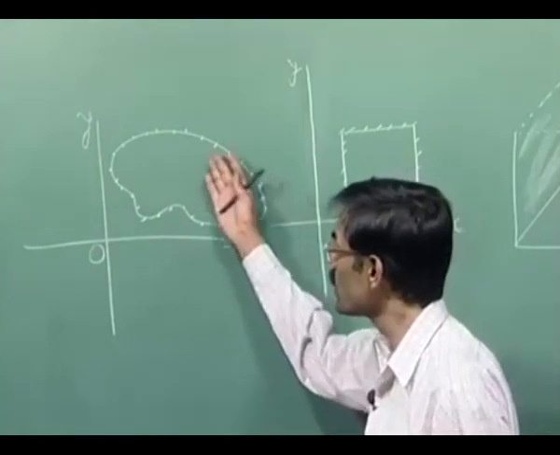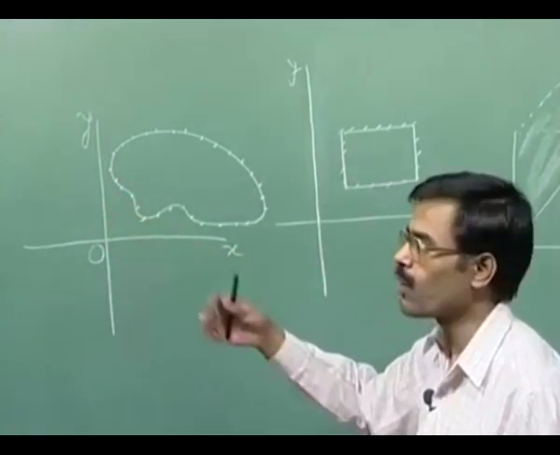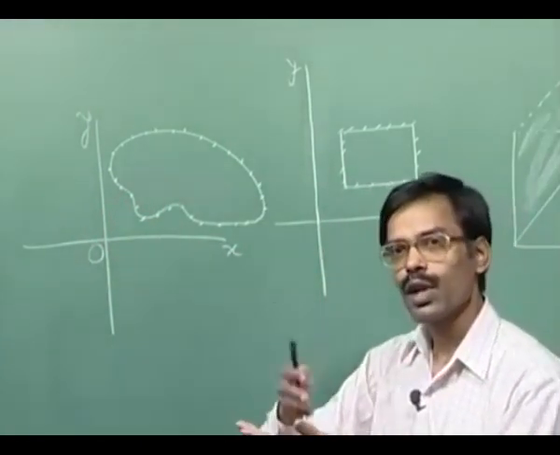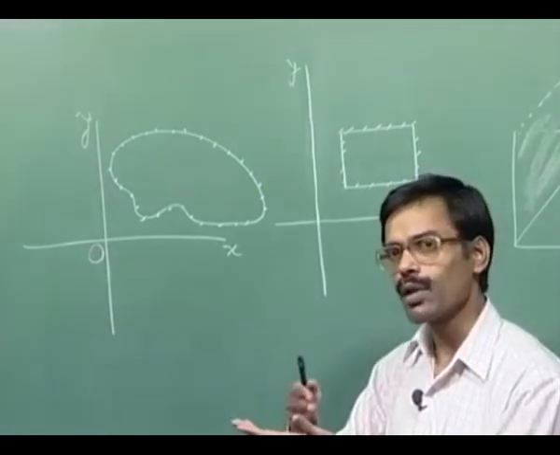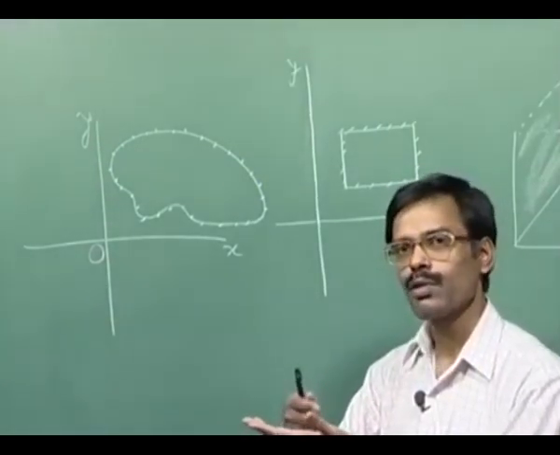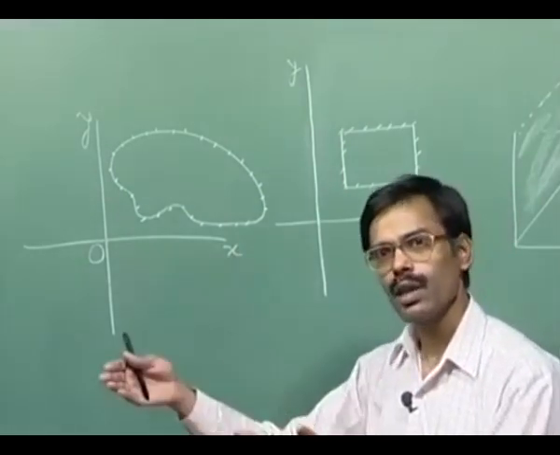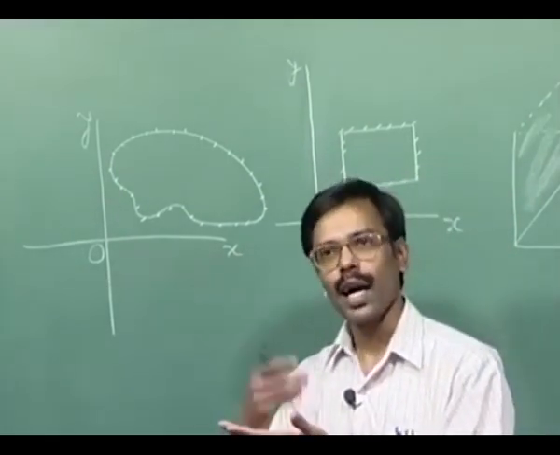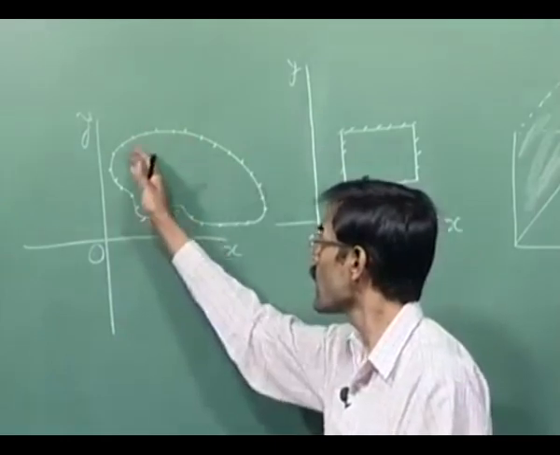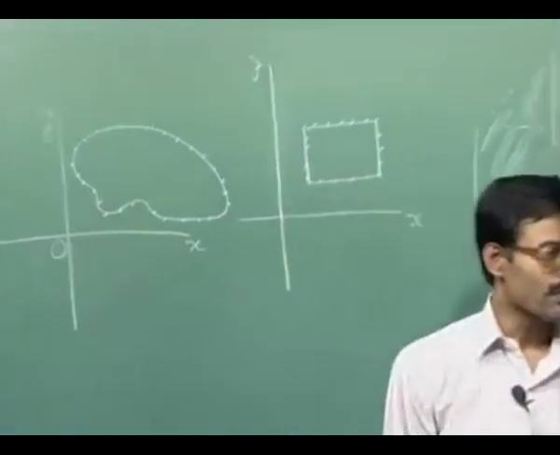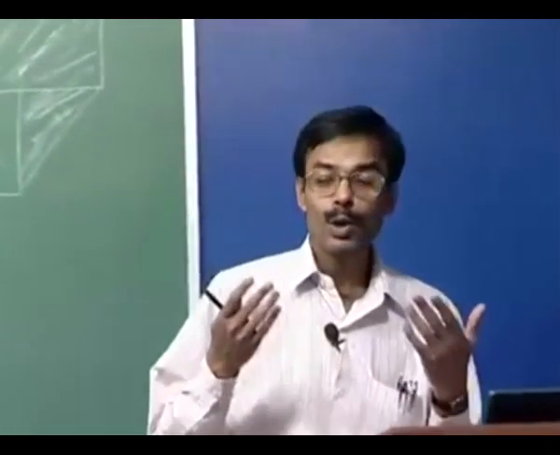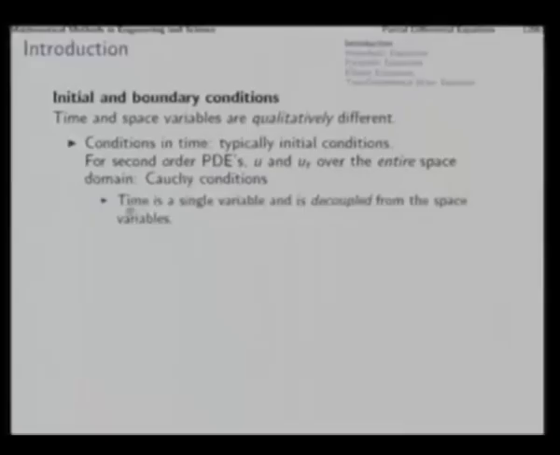So, you will actually need the functional form of u of 0, x, y, that is at t equal to 0. So, if the unknown function is u of t, x, y, then as initial condition you will need u of 0, x, y and del u by del t at 0, x, y over the entire domain. So, these will be two bivariate functions that will appear as the initial conditions, and note that time is a single variable and is decoupled from the space variables.